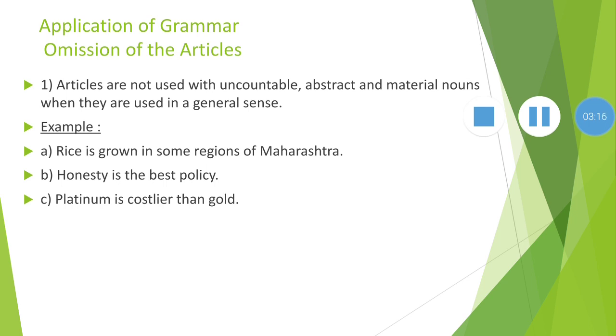Number 2: Honesty is the best policy. In this example, the word honesty is an abstract noun. Before the abstract noun we do not use any article, as honesty gives the general sense regarding the policy. That's why we do not use any article before the word honesty. Number 3: Platinum is costlier than gold. Platinum is a material noun and it gives the common sense. That's why we do not use any article before the material noun platinum.